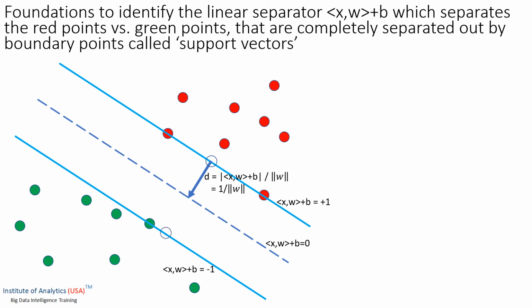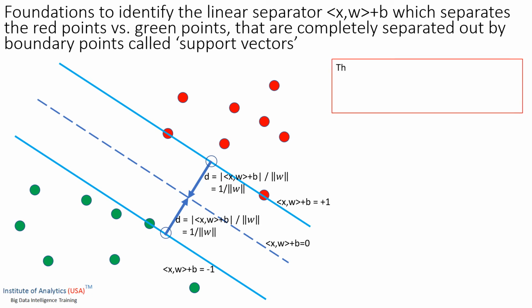In the same way, the other side should be equidistant, right? So it should be equal to 1 over norm w. So the total is 2 over norm w, and the optimization part becomes as follows. The problem is to maximize 2 divided by norm w square. Instead of norm w, I can as well say norm w square. The problem is still solved.